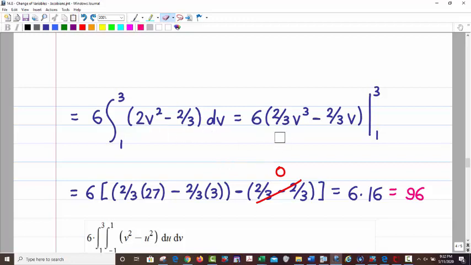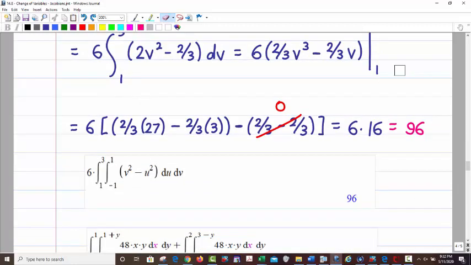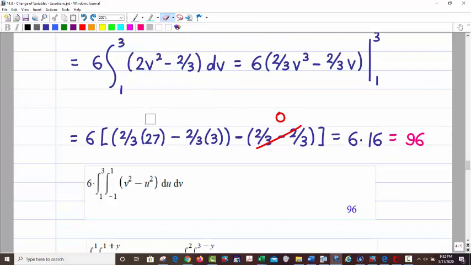So the antiderivative of v squared will be 2/3 v cubed. Antiderivative of 2/3 would be 2/3 v. So you just plug in 3, plug in 1. And just use your calculator to do that. So 3 cubed is 27. So 2/3 times 27 minus 2/3 times 3. And then here you get 0, because it happens to work out to be 2/3 minus 2/3. 6 in front. This stuff in the parentheses works out to be 16. It'll be 24 minus, let's see, not 24 minus 16. It'll be 18 minus 2, which is 16.